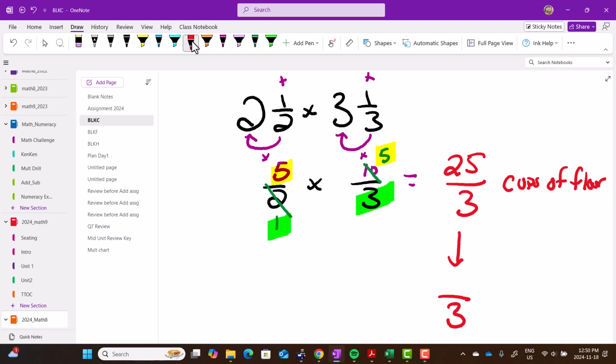Keaton. 8 over 1 and 3. Thank you. It's 8 full times, because 3 times 8 is 24. Then we need one more extra to get 25. So we need 8 1/3 cups of flour. And that's it. Right?